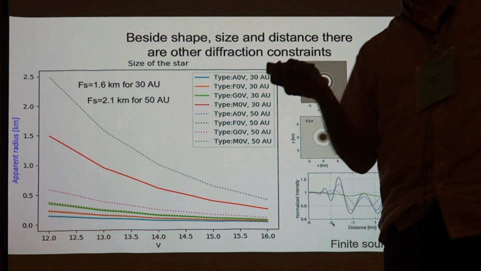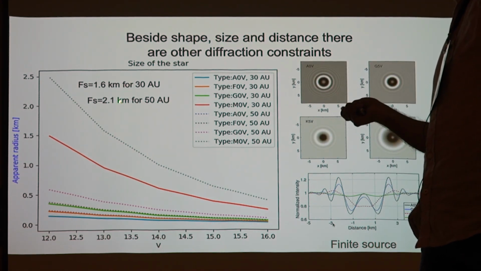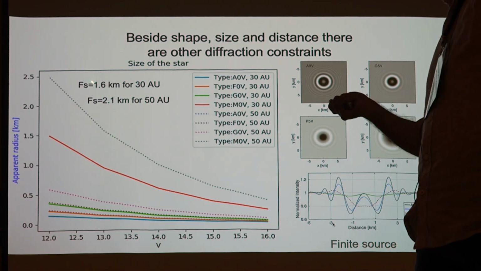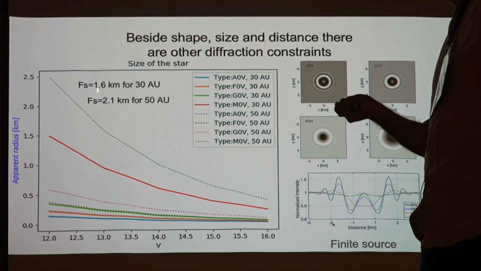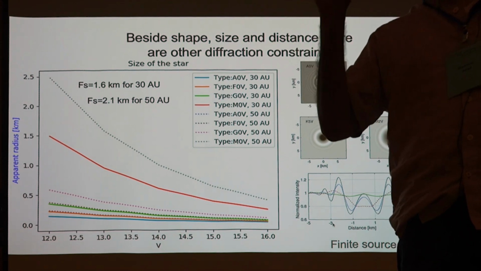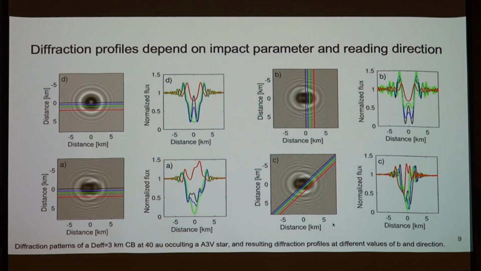If we have an apparent stellar size more or less the size of the Fresnel scale, or more or less half the size of the object, we will lose every chance of getting the profile. So I will finish this quickly.